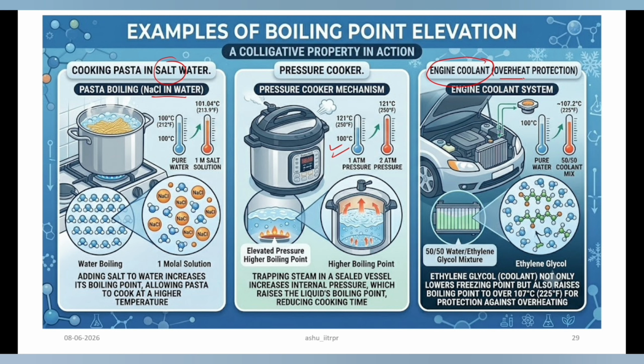Engine coolant. In cars we have a radiator, and in that radiator we use a coolant. That coolant is a mixture of 50% water and ethylene glycol. When ethylene glycol mixes with water, it increases the boiling point of water. Otherwise water would start boiling at 100 degrees Celsius. When we add 50% ethylene glycol, the boiling point increases to 107 or 110 degrees Celsius, which prevents the vehicle from overheating. So these are some common examples of elevation in boiling point and how we are using it.